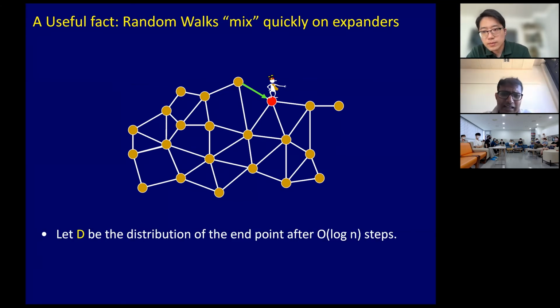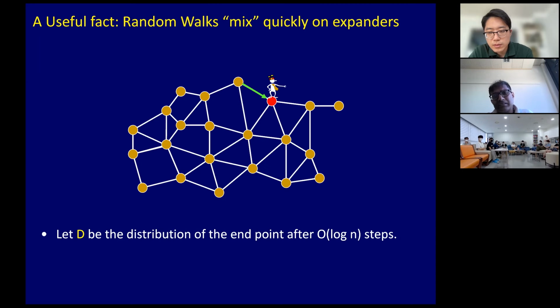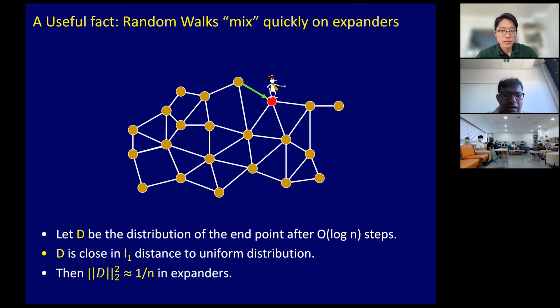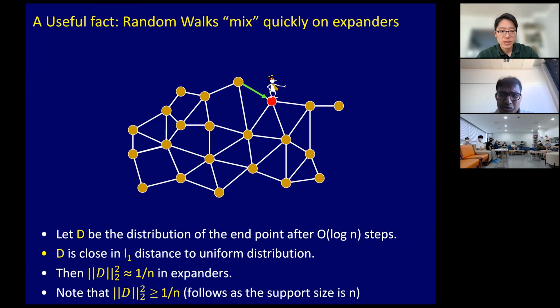For example, if you let D denote the distribution over the endpoints after you do a logarithmic length walk in an expander graph, what you would notice is that this distribution D is almost the uniform distribution. It's very close in L1 to the uniform distribution. In fact, you can confirm that the 2 norm squared of this distribution would be very close to 1 over n, and 2 norm squared cannot shrink to a value any smaller than 1 over n. That's just a simple proof following from Cauchy-Schwarz.